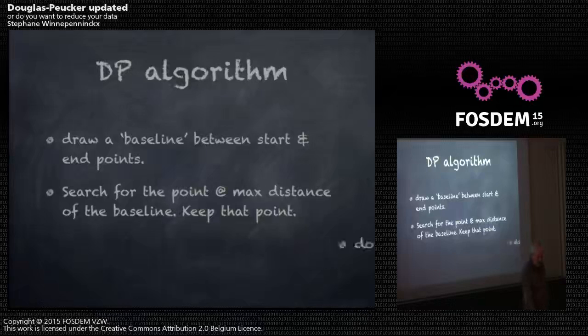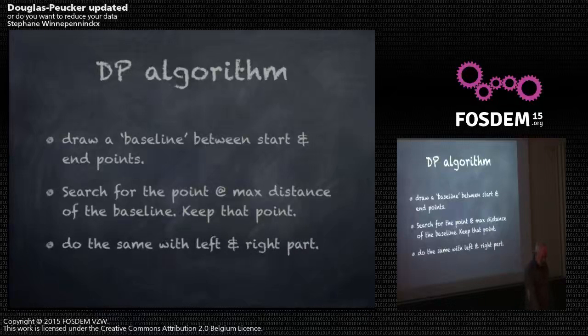When do you stop? Well, you stop when you have reached the maximum number of points. That is one criterion, and the other criterion is to stop when the error that you measure, the distance, is less than the maximum error that you want to have.